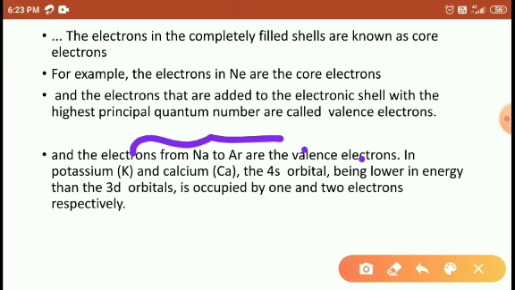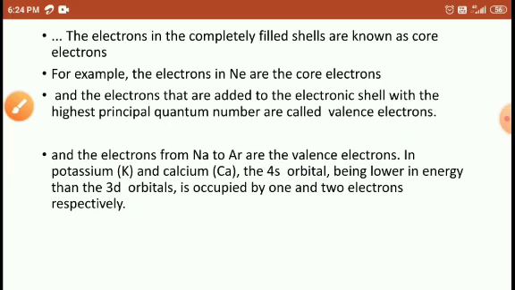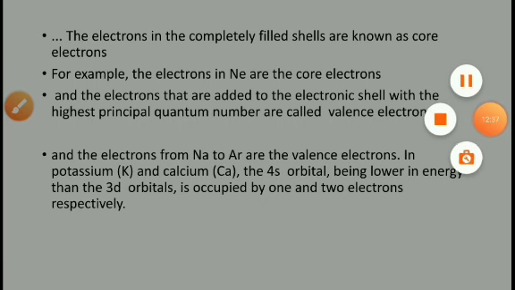From sodium to argon, we consider valence electrons, because it starts from the third energy level in sodium, up to argon, in which the third energy level is completely filled. That's why we consider them valence electrons, right? In potassium and calcium, the 4s orbital is lower in energy than the 3d orbitals, and it is occupied by the electrons. So these electrons are the valence electrons: one valence electron for potassium and two for calcium. Right, students? So this is our topic for today. Thank you.